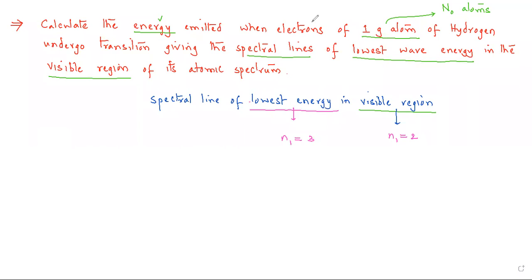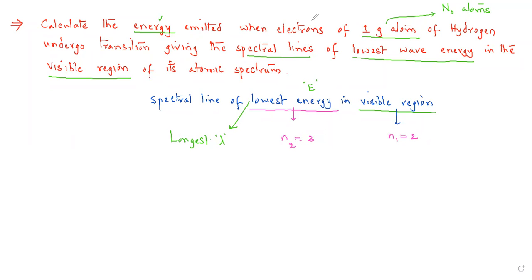When you say lowest energy, you know, when energy is lowest, you can say that it is with the longest wavelength, right? Lowest energy is nothing but longest wavelength. So anyway, you got the N1 and N2 values. Yeah, this has to be N2. Correct. That's it for this.